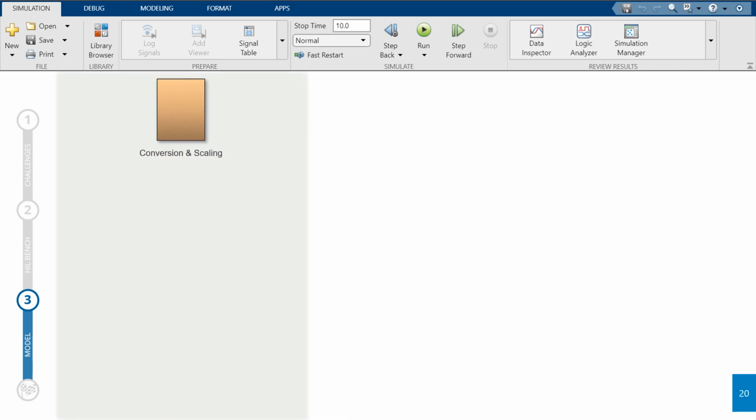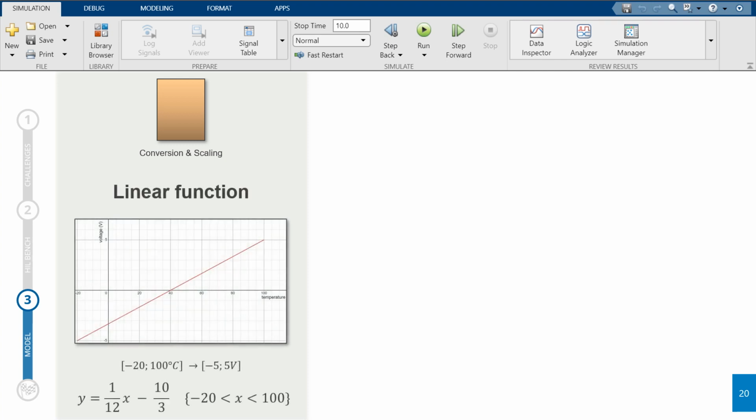Inside the conversion and scaling subsystem, we need to implement a function which converts engineering values into electrical ones. There can be two cases. Either the conversion function is linear or it's not. Let's explore first the linear case. On the left of the slide, you can see a linear function which describes the relationship between engineering values and electrical ones for a given signal.